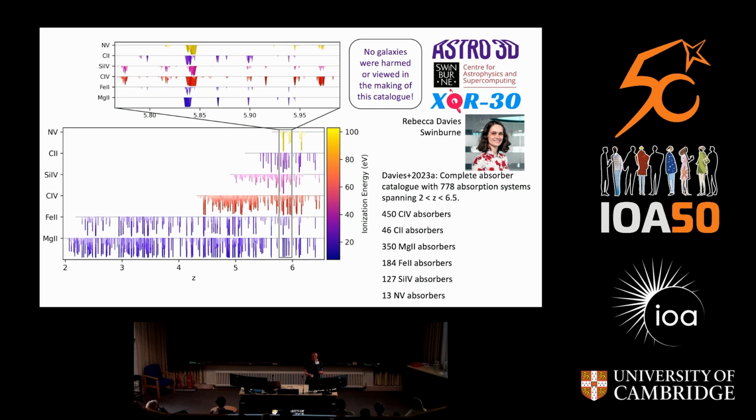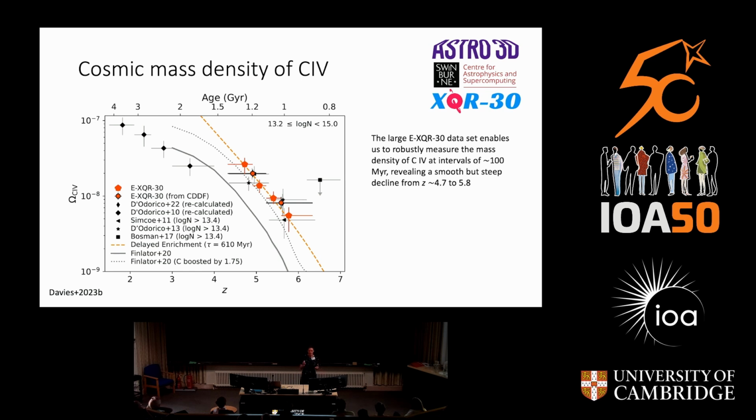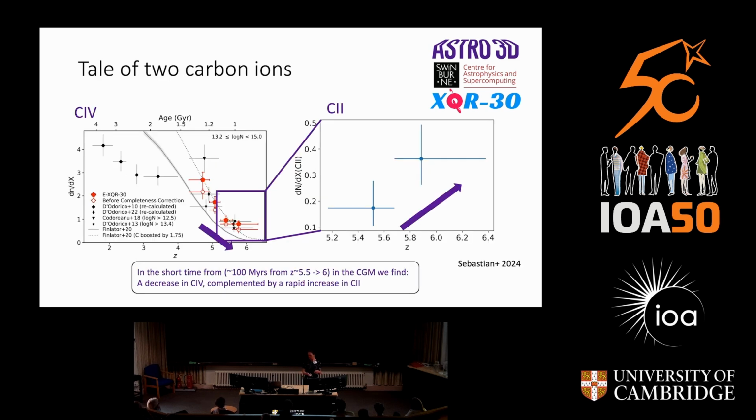to describe the universe. The first thing that we looked at is the cosmic mass density of carbon-4, and we see that it declines quite smoothly in elements of 100 million years over this cosmic time from 4.7 down to 5.8. Anyway, there was another slide in there that showed that we looked at this to test the question of whether it was metallicity or whether it was the UVB, and we found by looking at the rate of change of omega carbon-4 that it's probably a combination of both, and metallicity alone couldn't explain that.